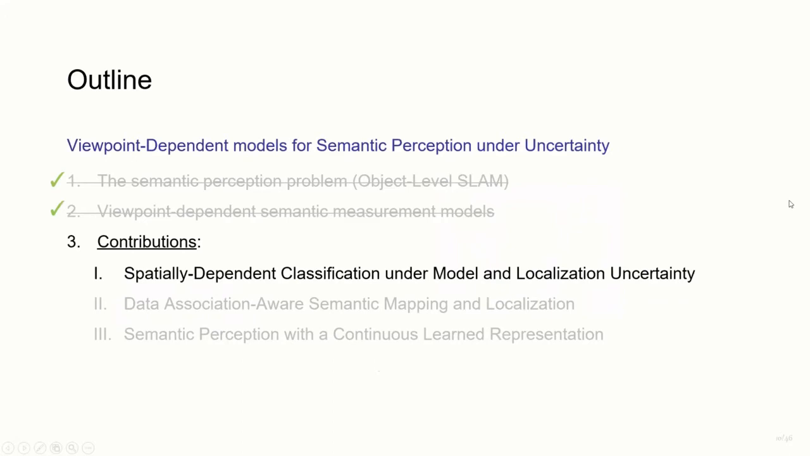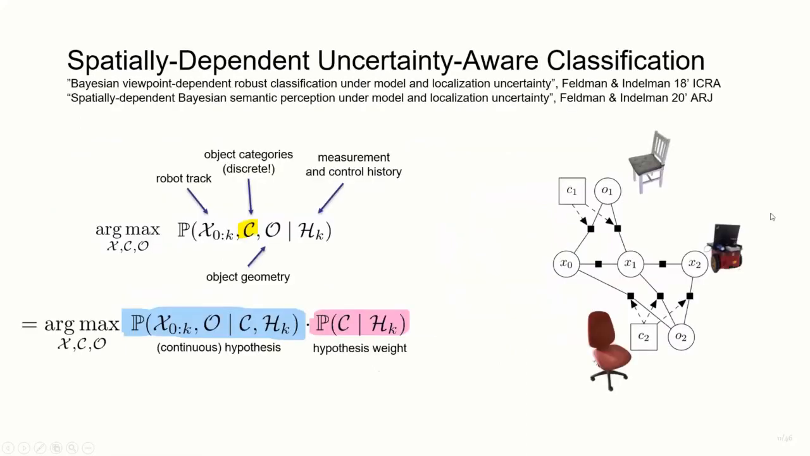Okay, so this completes the introduction, and we proceed to describe the contributed approaches. The first of which is an approach to object classification under uncertainty. This approach was reported in ICRA and later extended to a Springer Autonomous Robots Journal article.